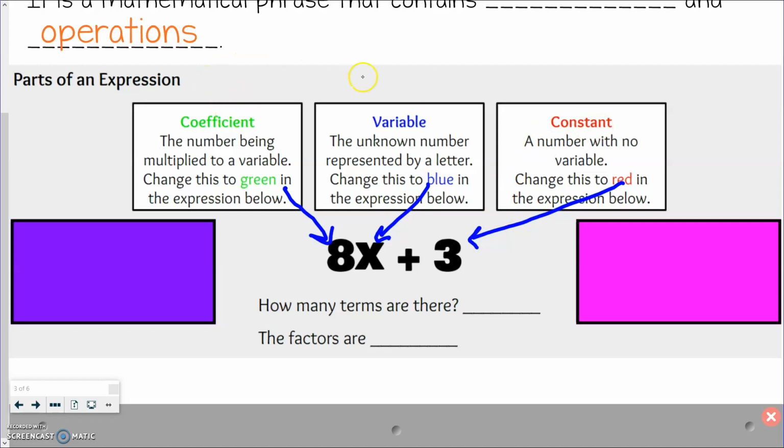So coefficient and variable go hand in hand, and the word co means with, right? Like co-teacher or co-worker. Coefficient means it has to have something else, and that something else is the variable. So coefficient and variable always go together. They're being multiplied. Coefficient is the number, variable is the letter, and constant is by itself. It stands alone, so it is the number with no variable. So make sure you changed each part to look like the colors with the vocab words.